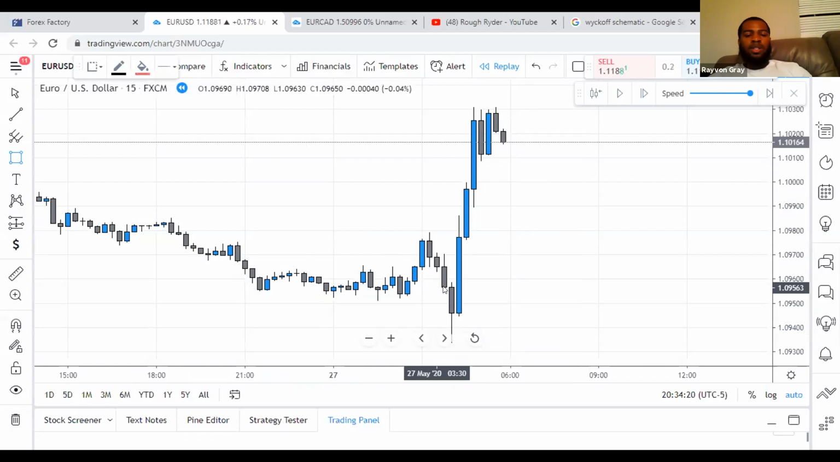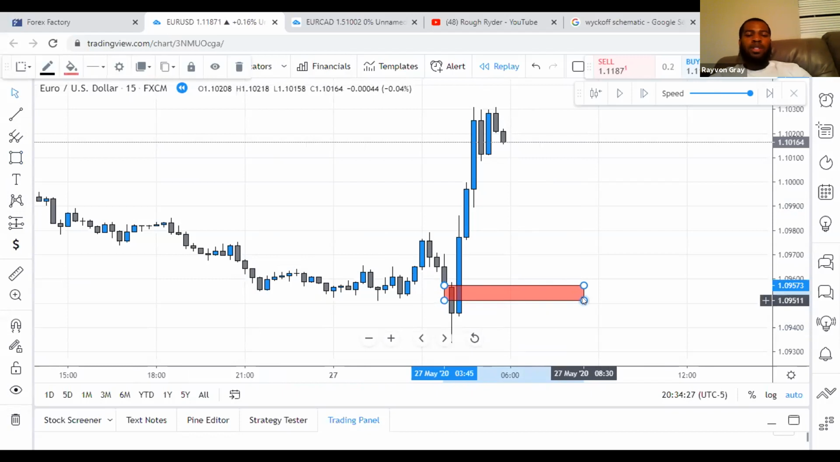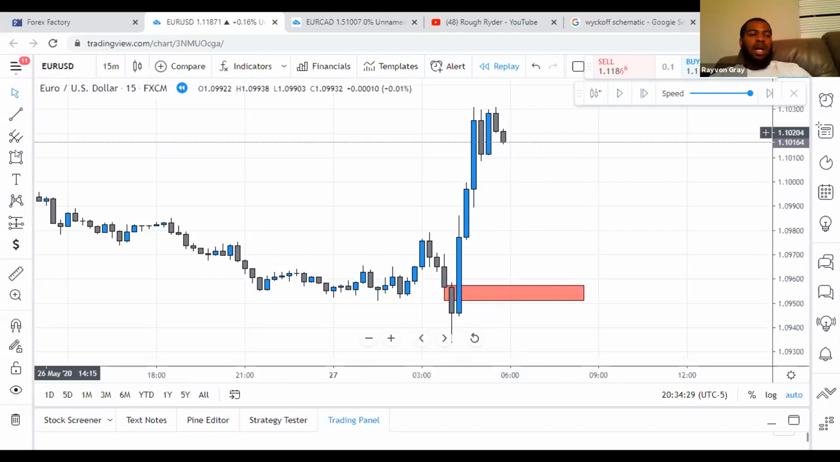What are we looking for to get into this trade? Our POI. So me personally, I play off the open and the 50%. So this would have been my snipe zone. Stop loss.